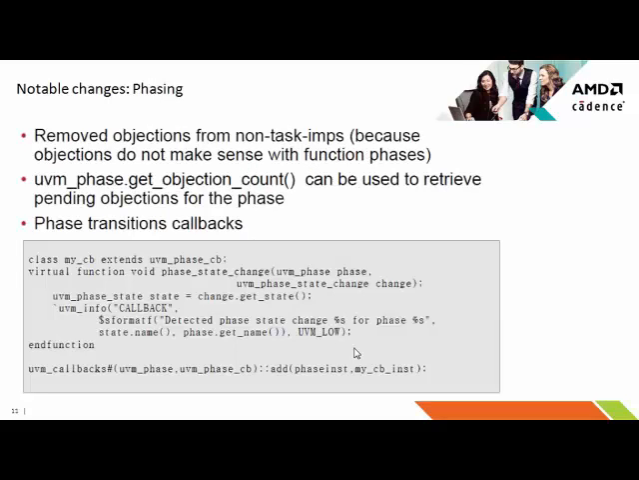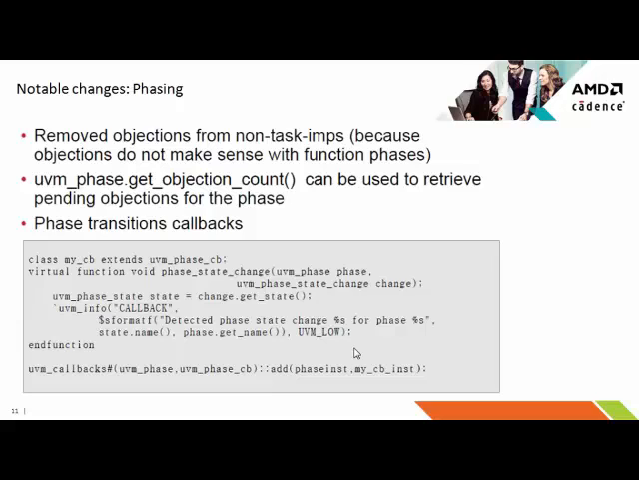Before, you could have objections being raised and dropped on non-time consuming functions. We decided that didn't make any sense, and I agree with that. If you're doing non-time consuming stuff, you shouldn't be doing raise and drop objections on that. So that's been removed, the ability to do that. So all, for example, function failures have been dropped.